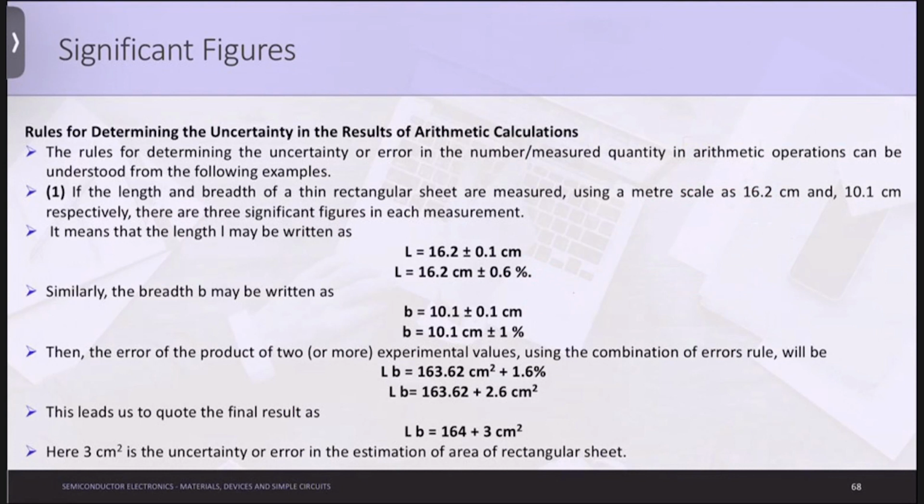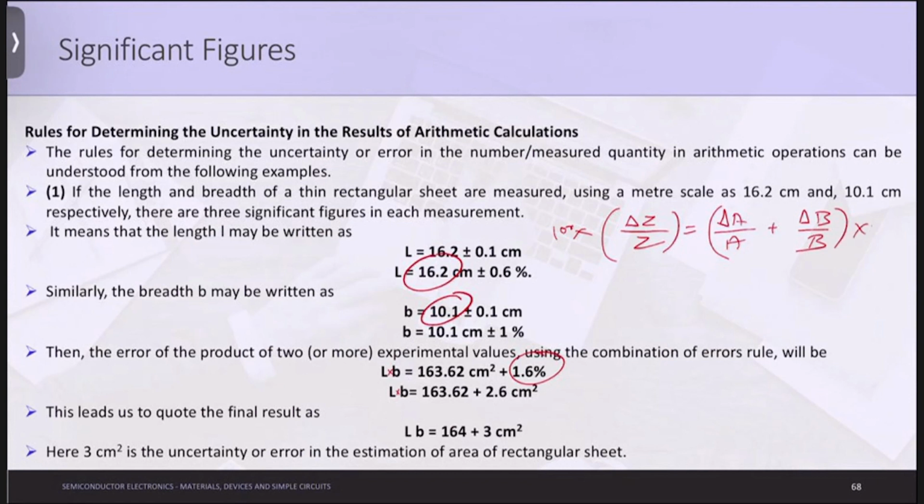Then the error of the product of two or more experimental values using the combination of errors rule would be what? So what we are doing, this will be L into B, right? L into B will be equal to 16.2 multiplied directly with 10.1. But how to add the errors here? So basically we have the concept that delta Z by Z is equal to delta A by A plus delta B by B. And let us say I write it in percentage form.